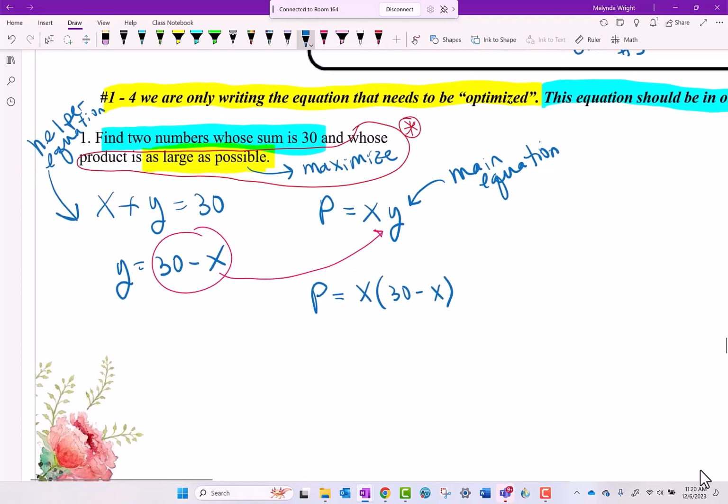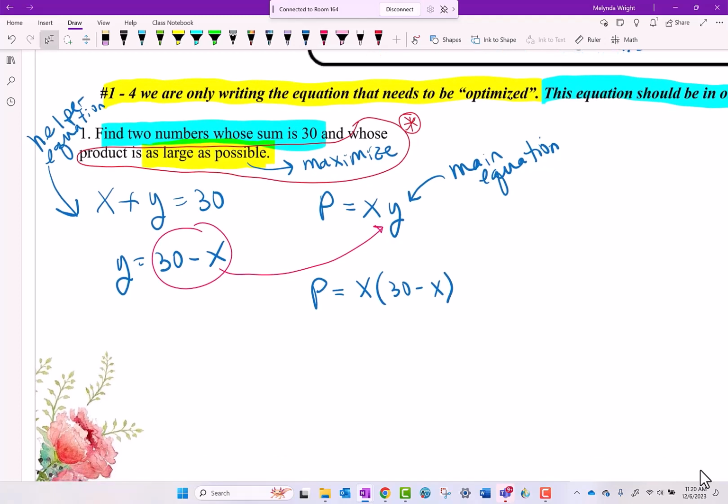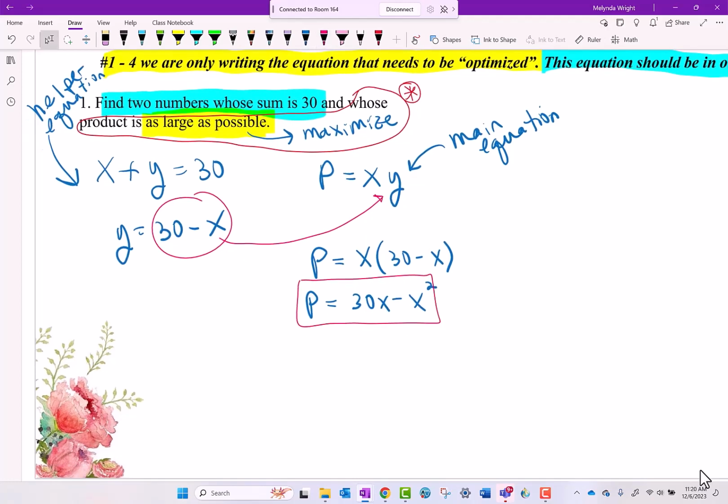When we get to solving these, we will be taking the derivative of our main equation. So let's get it cleaned up so our derivative is as easy as possible. Let's distribute. So I've got 30x minus x squared. And this is the equation that we will maximize. So let's write ourselves a note. Today we're not going any further than this, but this is the quantity to be maximized.